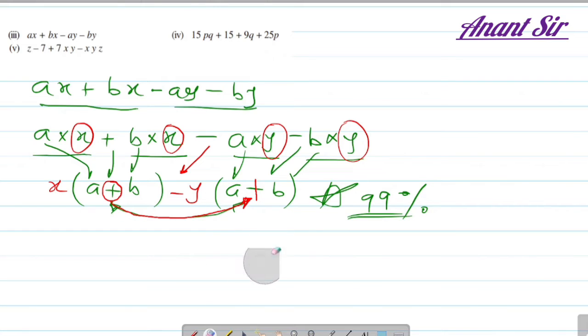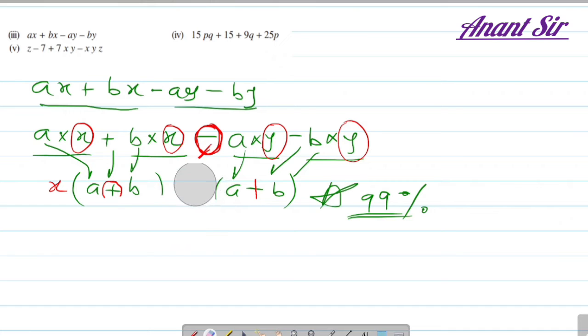Now you will say, sir, this is not magic, this is math. But yes, it is math. But why we are doing this magic is the important thing. When we take this negative common here in the third term, what was the sign of the third term? Negative. So we have taken minus common. So whenever we take minus common, we have to change the sign of all the terms in the bracket.